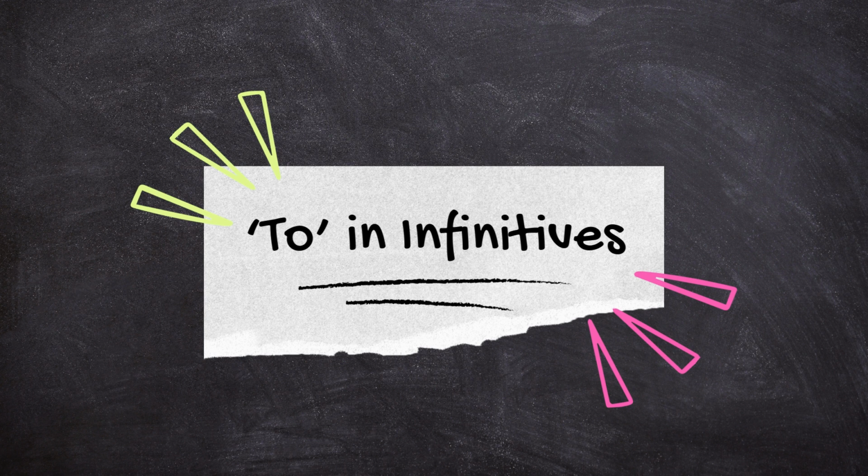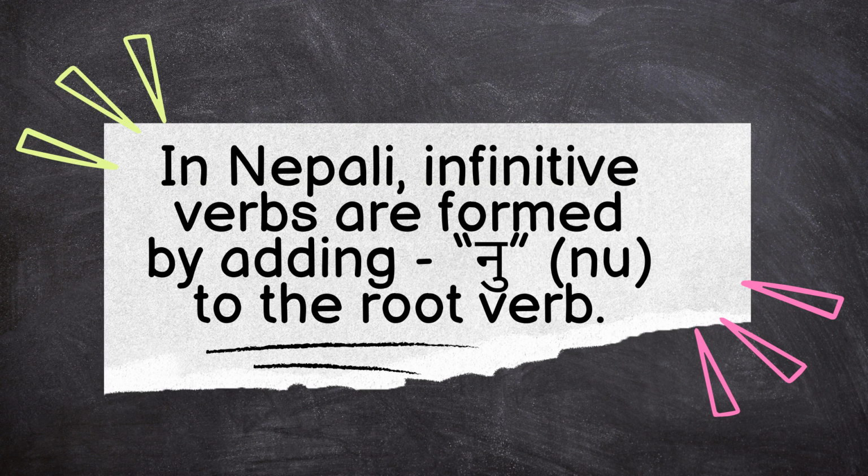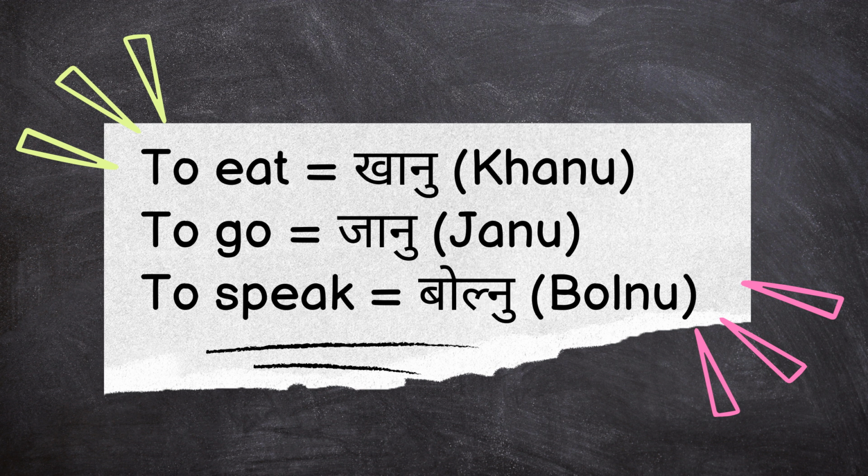Next, example number 3, "to" in infinitives. Another very common use of the word "to" is in infinitive verbs, like to eat, to go, or to speak. In Nepali, infinitive verbs are formed by adding "nu" to the root verb. So, to eat, khanu; to go, janu; to speak, bolnu.